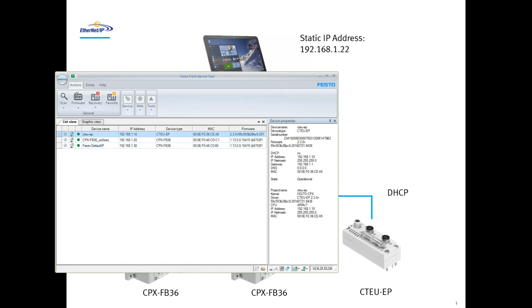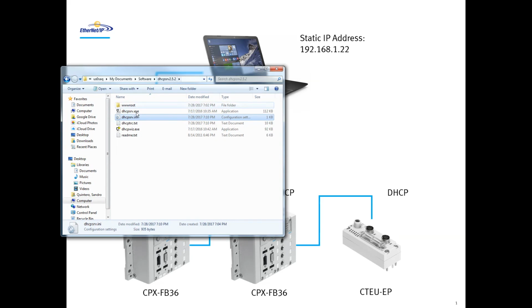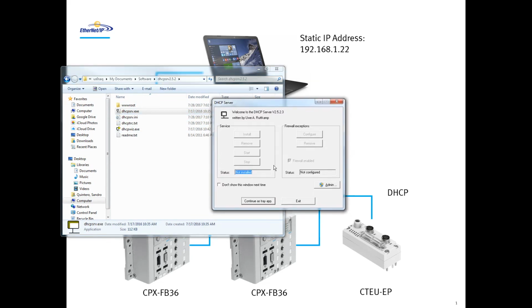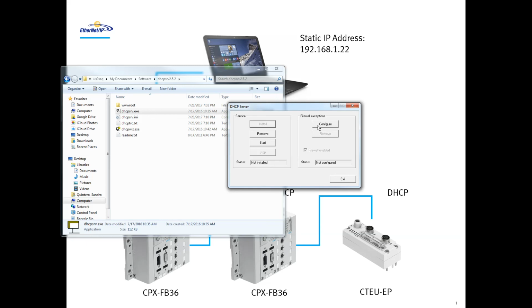This is a way in which you can use the DHCP server to temporarily assign an IP address and then manually change it to something that you want, that'll disable the DHCP. Something that I do want to say is that you have to be careful if you have additional devices. Let me run this again. Admin, yes. Okay. Install, configure, and start.